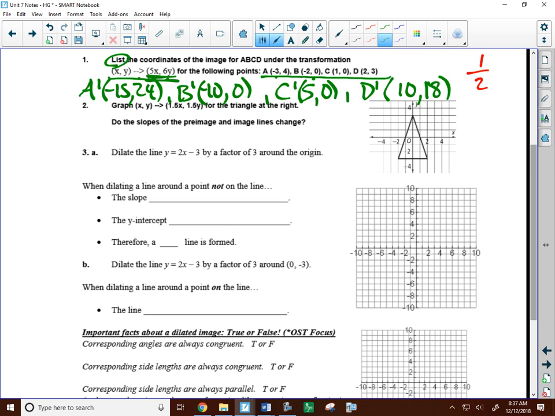And then on 2, let's graph. So instead of listing the coordinates, we'll graph. Get a triangle at the right. And 1.5, xy goes to 1.5x, 1.5y. So you're just going to find the vertices of the triangle. That's going through 3. I think it came out on mine at least. It did. So let me list them here. We got 0, 3, 2, negative 3. And this one down here, negative 2, negative 3.